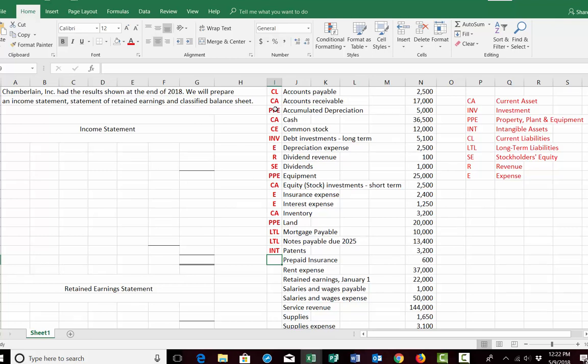Prepaid insurance is a current asset. That's insurance that you have paid ahead of time. Rent expense, we know, is an expense.